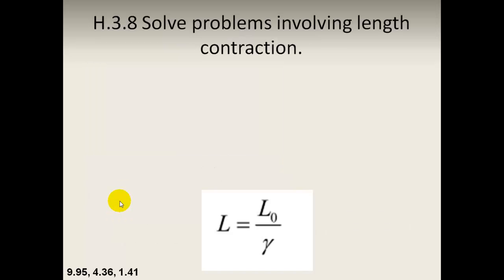So we have to solve problems involving length contraction. We have a 10-meter rocket which passes by at 10% of the speed of light. The proper length is 10 meters because the rocket is at rest with respect to itself, obviously, but the rocket moves with respect to us. So what will we measure? The length of this rocket is going to be the original length, the proper length, L0, divided by the Lorentz factor. The Lorentz factor is 1 over the square root of 1 minus v squared over c squared.